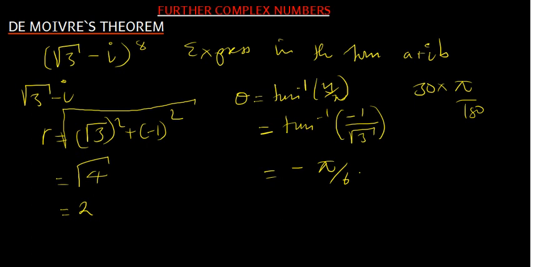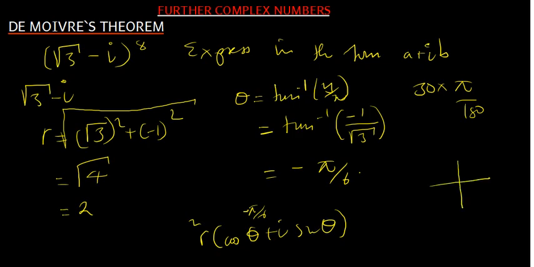So we can write this complex number in the form r(cos theta plus i sin theta), where r is 2 and theta is negative pi over 6. Of course, we can write it in a positive form. First, for a complex number, in which quadrant is it? We can see x is positive, y is negative.